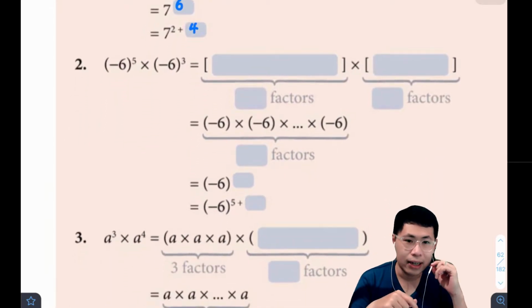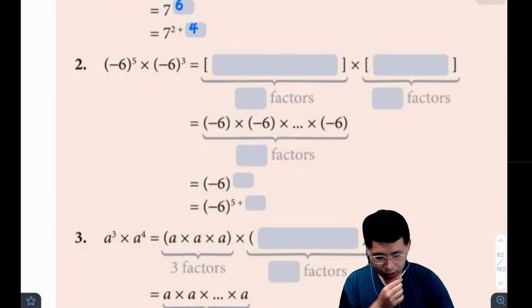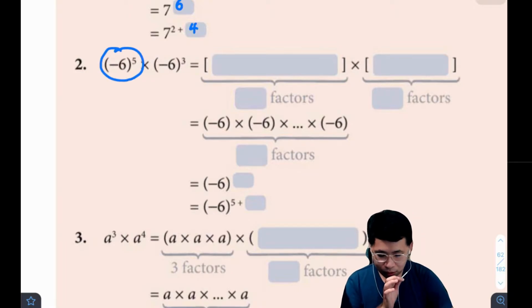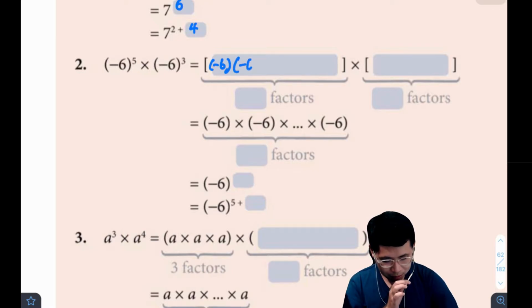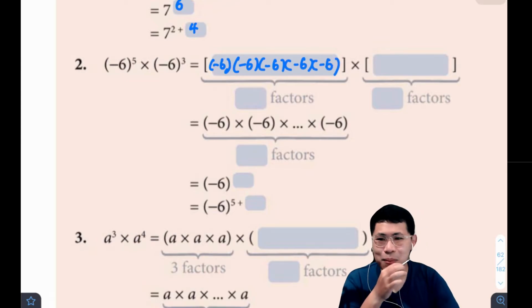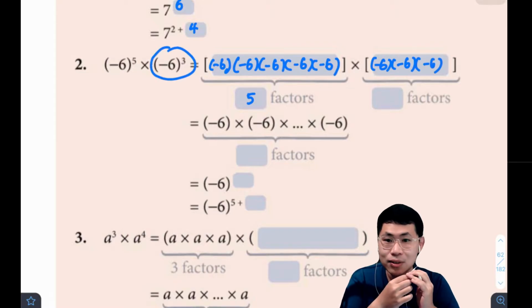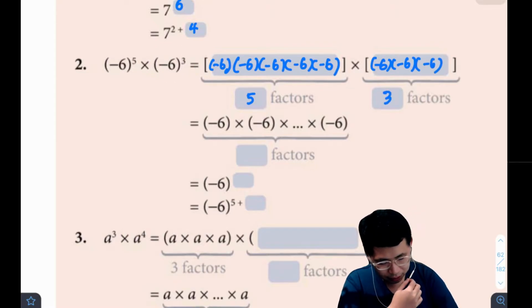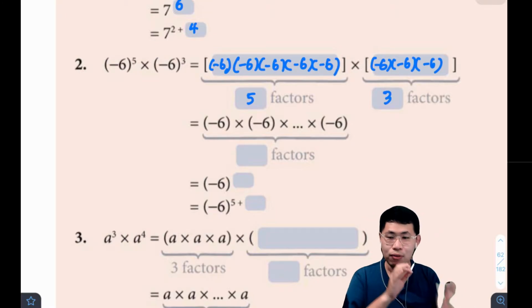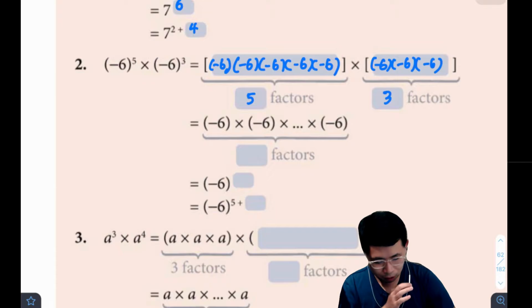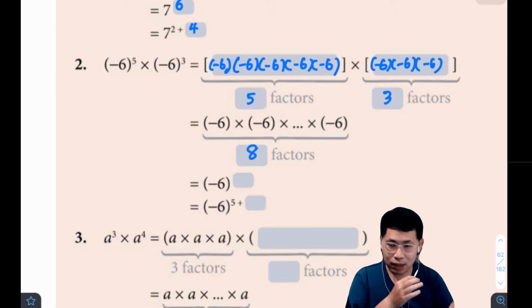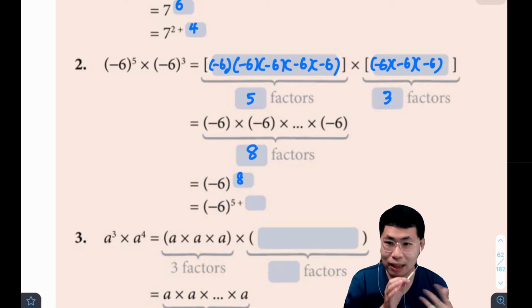It should work for negative numbers as well. So the first one, negative 6 to the power of 5, we will have our negative 6 times, I'm not going to use the times sign because it's a bit distracting from the x that we will see in the future. But over here we have negative 6, 5 factors, and we have negative 6 to the power of 3, 3 factors at the right hand side. So in total, how many factors do we have? 1, 2, 3, 4, 5, 6, 7, 8. We have 8 of them. So over here, we can simplify it to negative 6 raised to the power of 8.